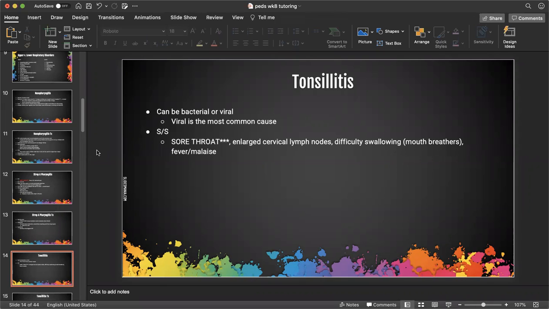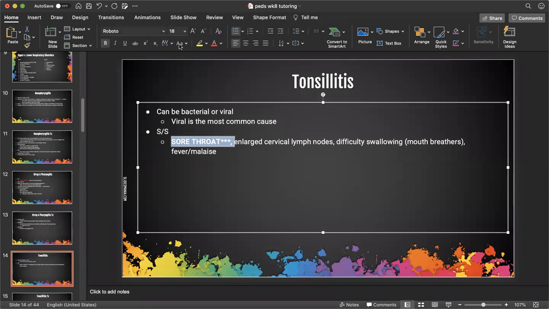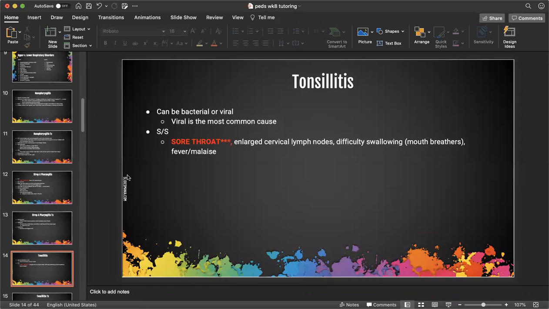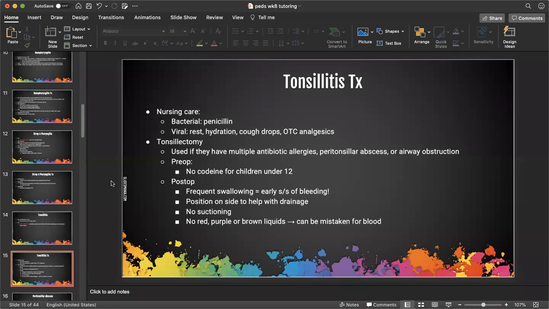So tonsillitis can either be bacterial or viral, and viral is the most common cause of tonsillitis. Again, for these patients, they'll have that sore throat, which again, I'm going to go ahead and bold it for y'all and put it in red. They can also have enlarged cervical lymph nodes. They could have difficulty swallowing, so they'll be mouth breathers, and they'll have fever or malaise. So for tonsillitis, the nursing care, if it's bacterial, they'll be given penicillin. If it's viral, you can only do rest, hydration, cough drops, and then over-the-counter analgesics.